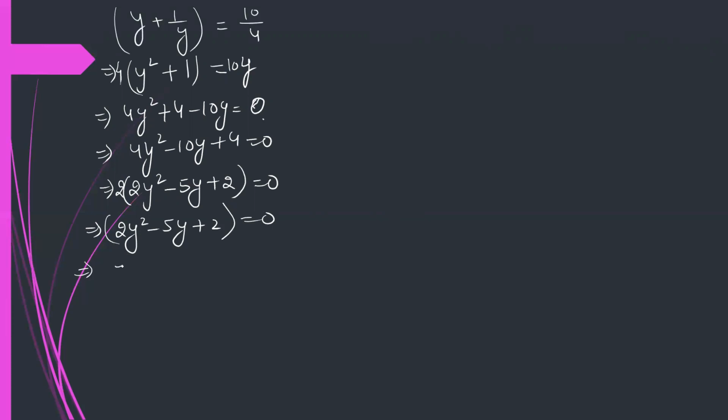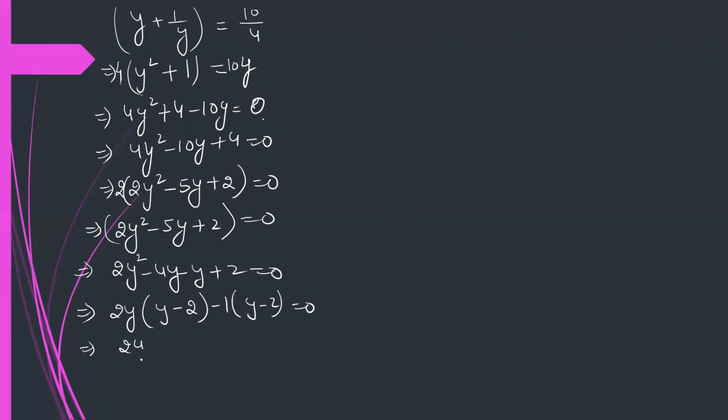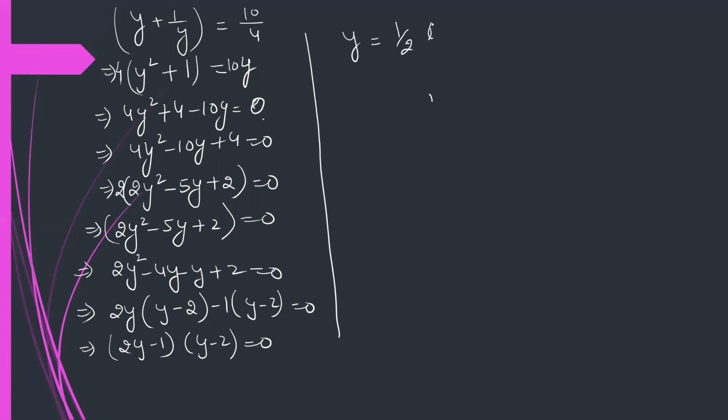Now middle term split, you will get 2y square minus 4y minus y plus 2 equals 0. Further, take 2y common: 2y(y minus 2) minus 1(y minus 2) equals 0. You're getting (2y minus 1)(y minus 2) equals 0. That means the values of y are 1 by 2 or 2. Now, what did we assume? We assumed 4 to the power x as y, so we will have two answers.